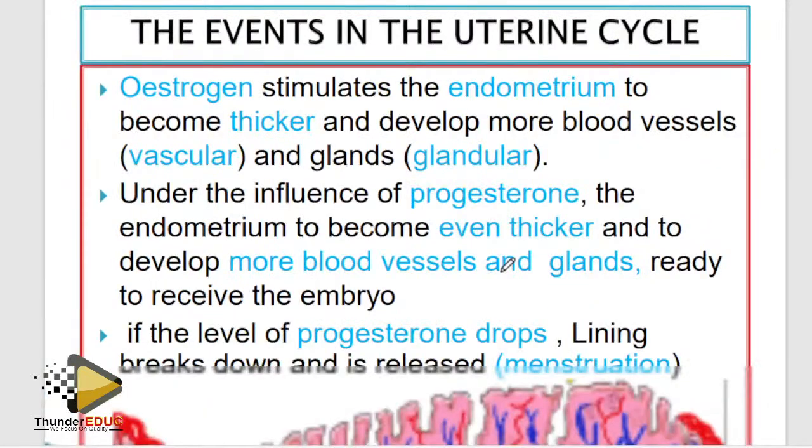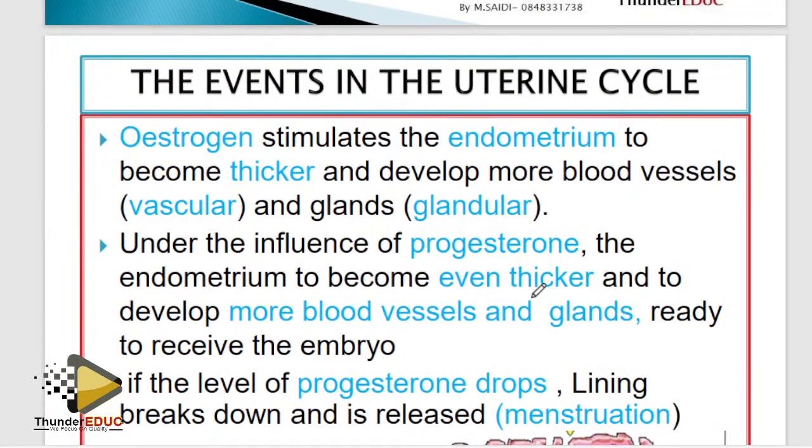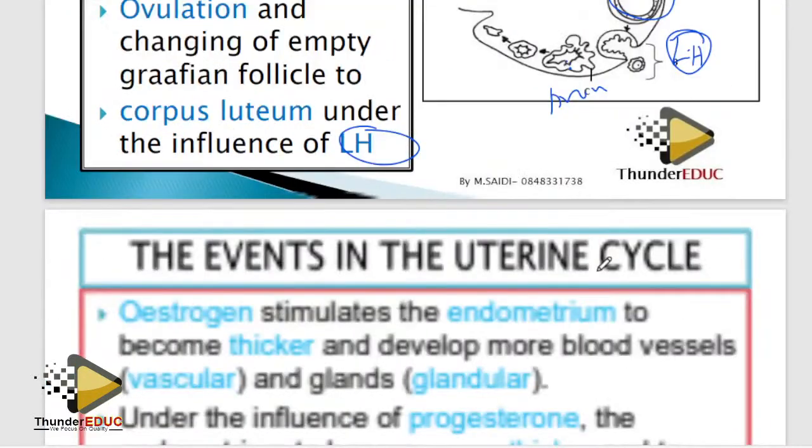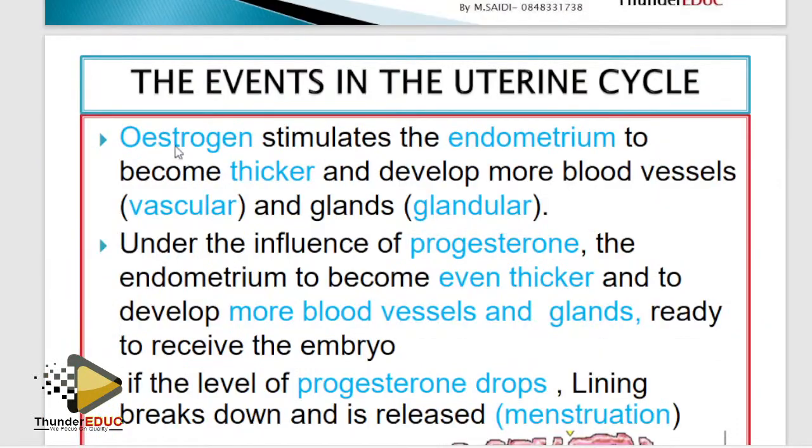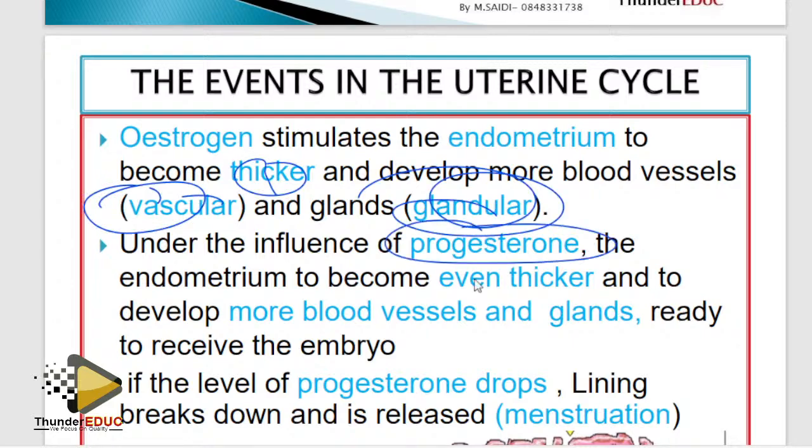Don't stress yourself, guys. Uterine cycle: the hormones we produced here come and work here. Estrogen stimulates the endometrium to become thicker, vesicular, and glandular: thick, with more blood vessels, and more glands. Simple. And then progesterone, which we said is produced from the corpus luteum, makes the endometrium more thick, more vesicular, and more glandular. We want to see this word, more. That's it. The uterine cycle is done.